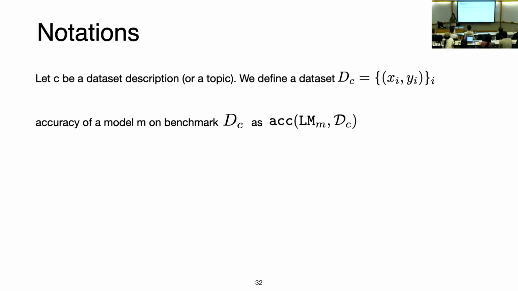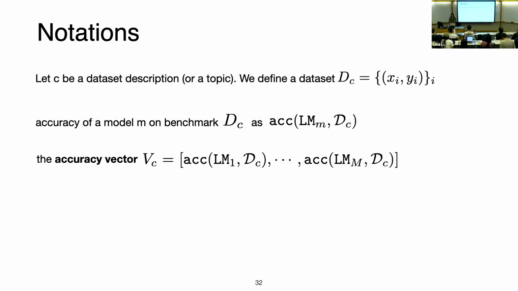For example, C could be compute the second derivative of polynomials. It could be compute the joint probability of two dependent events. It could be major events and timeline in World War II, or the economic impact of COVID-19, etc. We denote the accuracy of a model M on a benchmark as accuracy(language model, benchmark or dataset). Then we define the accuracy vector of a dataset by concatenating the accuracies of all the test-taker models on this dataset.